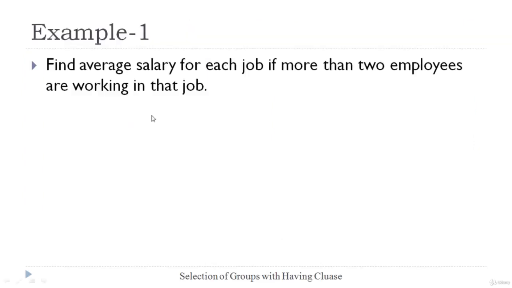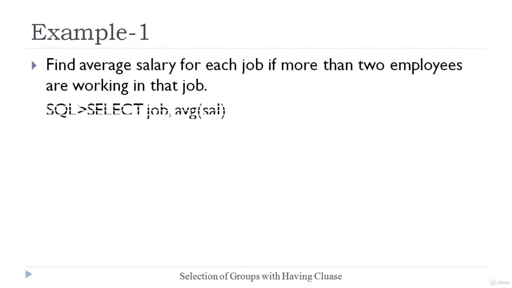Let us consider some more examples with group by and having. The task is to find the average salary for each job only if more than 2 employees are working in that job. In this case, we have to make grouping on job. Then we need to find the average salary. But the average salary will only be calculated if there are more than 2 employees working in that group. So let's write the query.